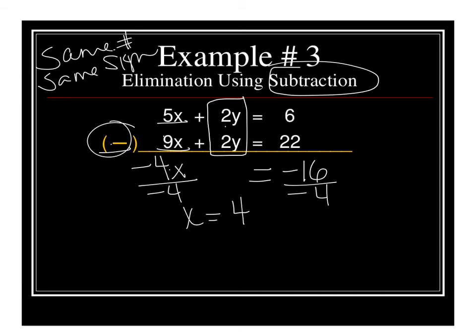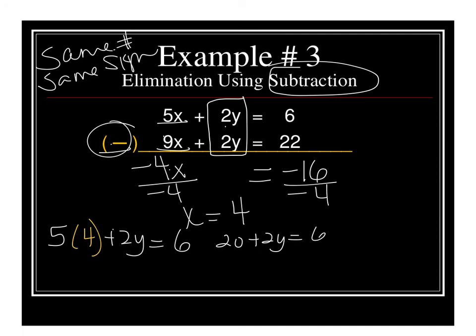Alright, remember that's only one of your answers. You have to take that value for x and plug it into one of your original equations. It does not matter which one, you're still going to get the same value for y. So here I get 20 plus 2y equals 6.